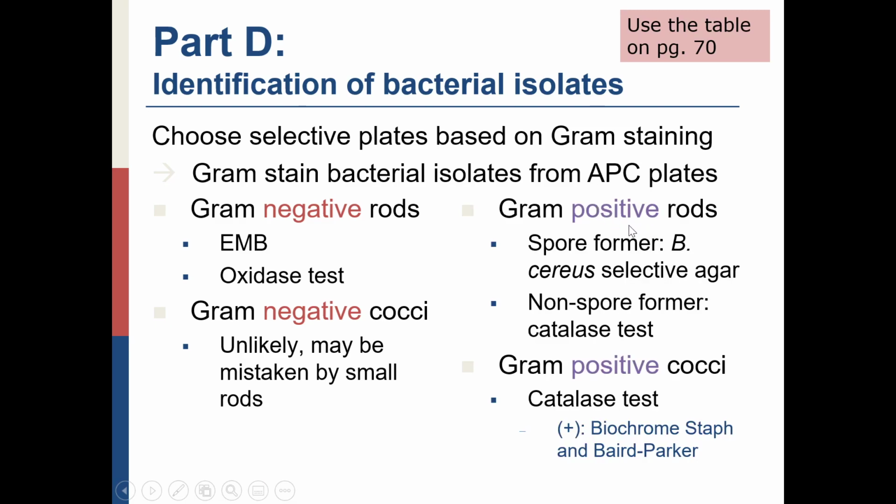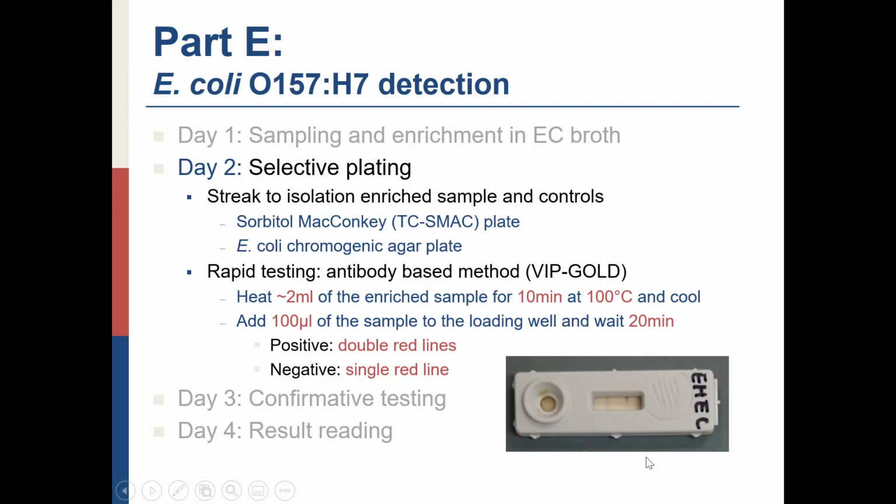For gram-positive rods, if it's a spore former, then you're going to use a Bacillus selective agar. Or if it's a non-spore former, then you'll use the catalase test to figure out which one it is. If it's gram-positive cocci, then you're going to be using the catalase test. And from there, if it's positive, Biochrom Staph and Baird-Parker.